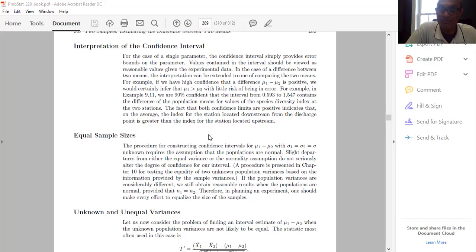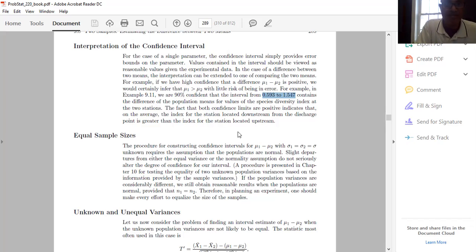The fact that both confidence limits are positive indicates that on the average, the index for the station located downstream from the discharge point is greater than the index for the station located upstream. Why? Because both of them are positive. So that's how one can interpret the result. Always keep in mind, guys, that whenever you are solving practical examples like this, you have to give the answer in terms of the real life problem. You cannot leave the answer as just the interval, but you have to interpret your answer in terms of the question, in the fashion in which it is asked.